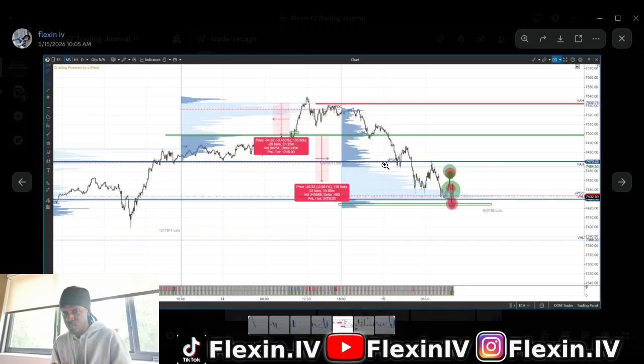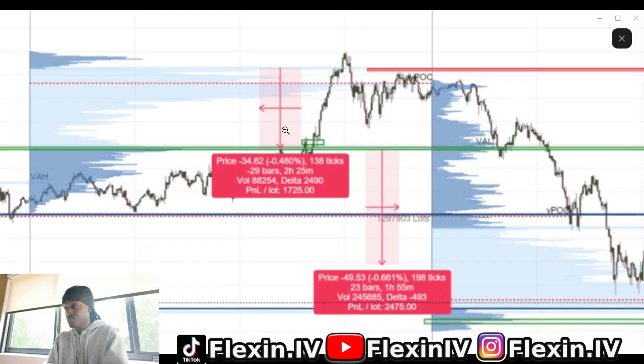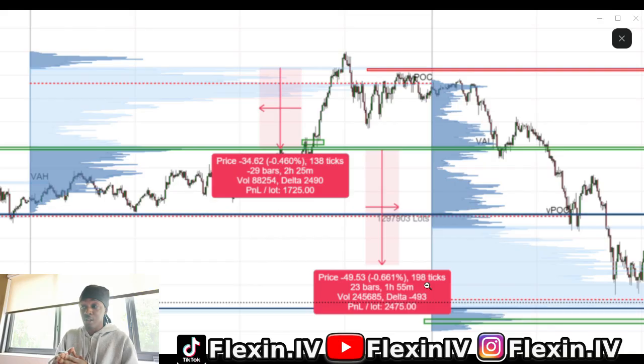If it's a medium deviation, basically it's a hit or miss. We can look to take it back into previous day value, or we can look to trend. In a large deviation, we're basically looking for a trending day. Okay, so we have yesterday's value. This is the light blue, which is going to be inside of value. We can see this is 138 ticks, or 34.62 points. Now, today's value, where the market ended up opening, was 49 points, and this was 198 ticks. So basically, this is a large deviation.